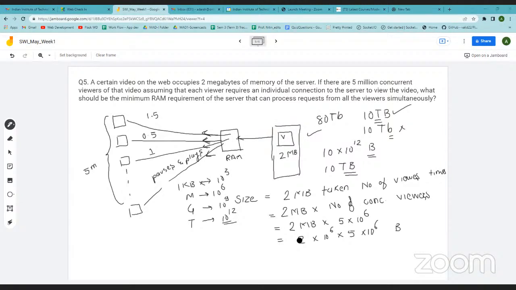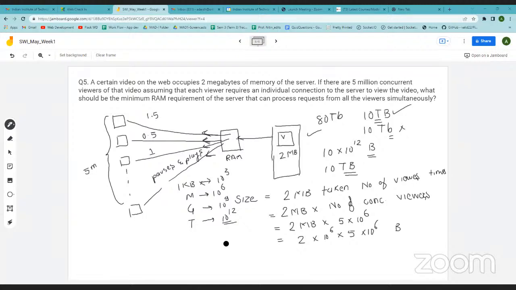See, 100 terabytes per second, definitely we are not asking for bandwidth. We are asking about the size of RAM. What should be the minimum RAM requirement, that is the size of RAM, not the bandwidth. Any issues here with this question? Anyone?